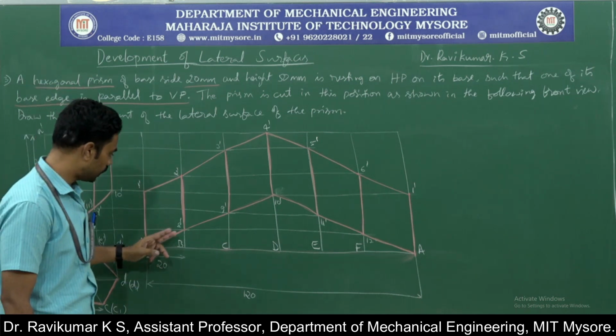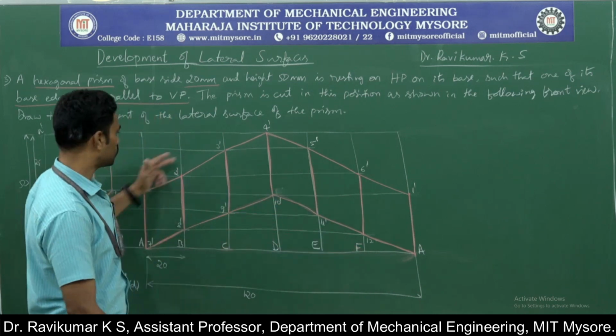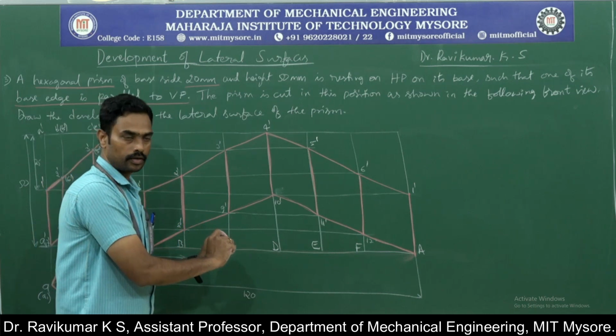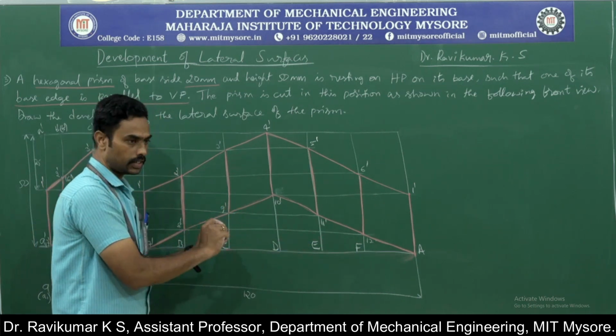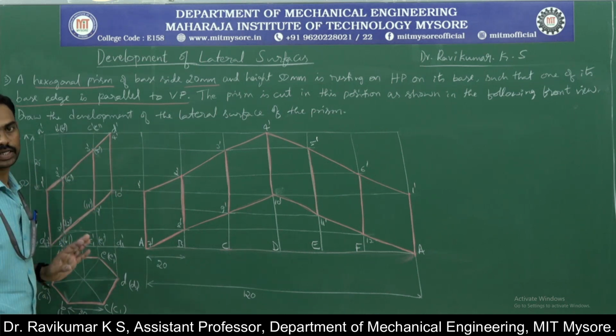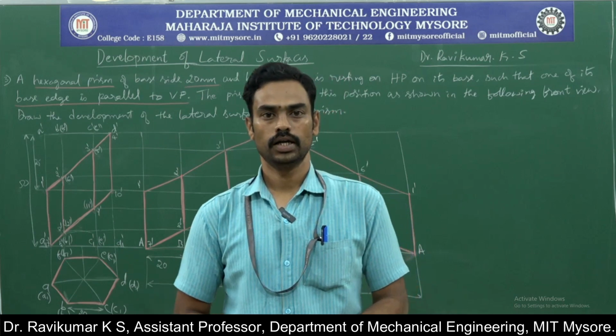Okay, if you just cut this 7 dash to 8 dash to 9 dash, and if you try to fold all the edges, you will find this particular desired shape. Okay, so this is the development of the hexagonal prism.